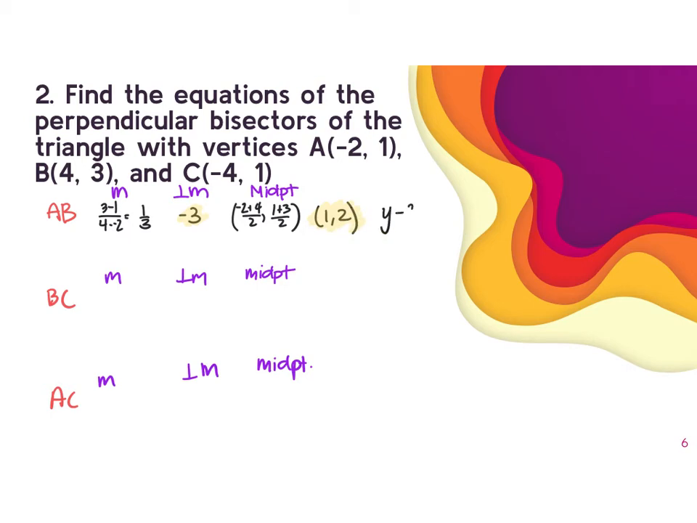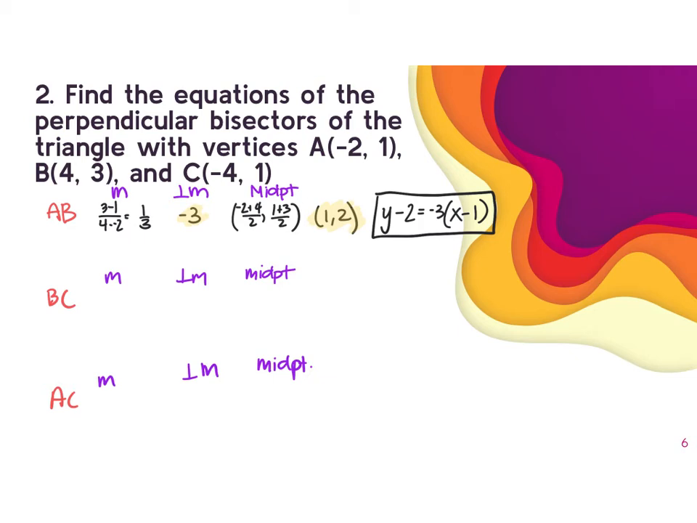Y minus y1, which is 2, equals our slope of -3, x minus our x1, which is 1. So that is the perpendicular bisector of line AB. All right, now let's do the same thing for BC.